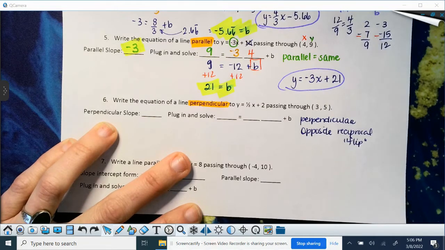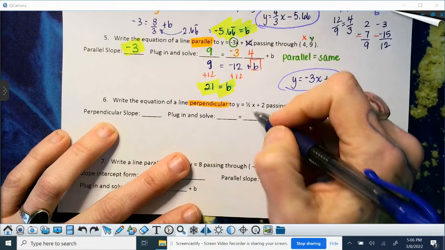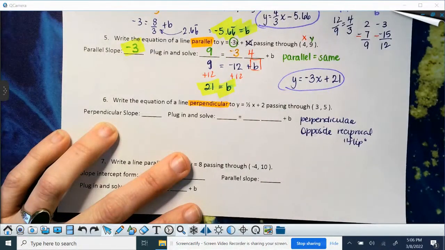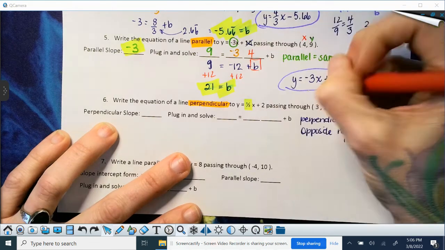We need to identify our slope in the equation given. It is given in slope-intercept form. So our slope is going to be that 1/2 that we need to deal with, and it's going to pass through 3 and 5.